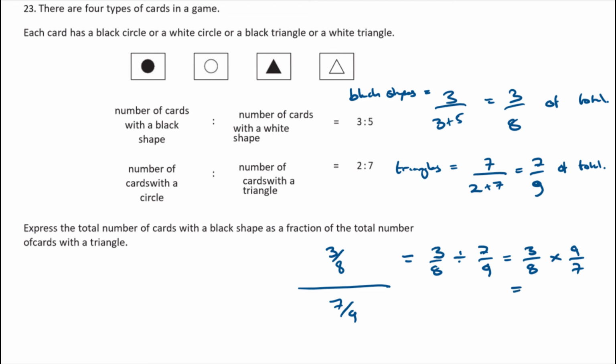Okay, so what can we do there? Can we simplify? No. Let's just multiply them out then. 3 9s, 27. 8 7s, 56. So it's 27/56.